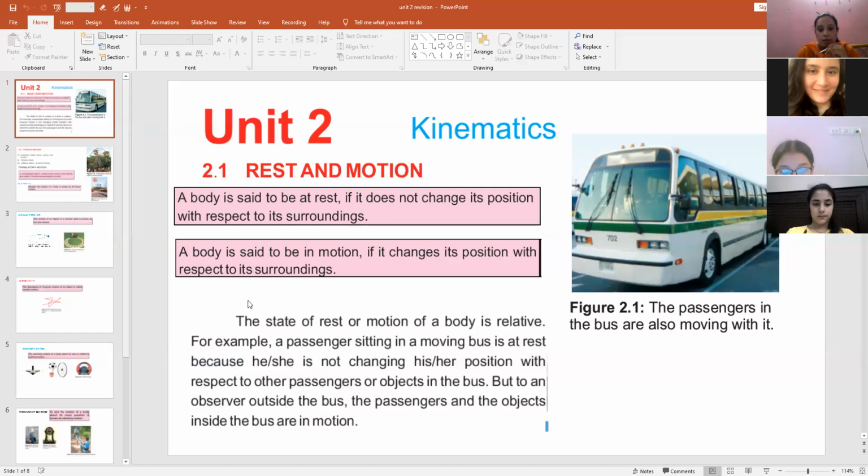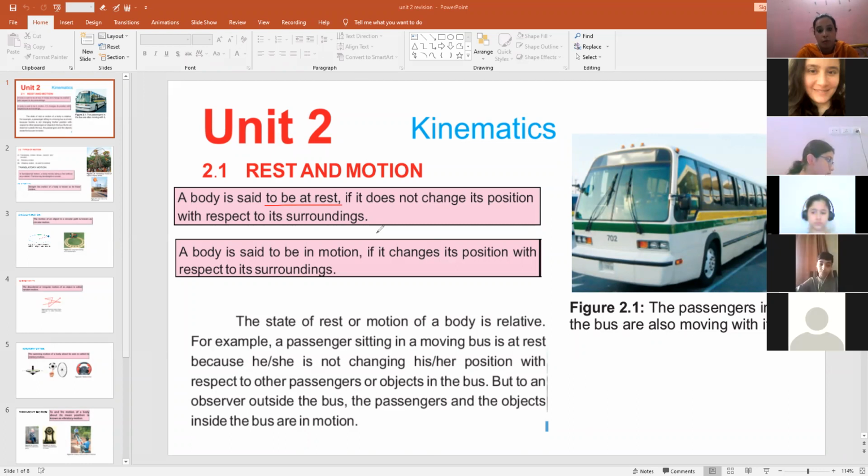So you all know what is rest. If the body is not changing its position with respect to its surroundings, then we can say that the body is in a state of rest. You can find a lot of examples of rest in your daily life. If you see the books, your computer, nobody is touching them and nobody is moving them, they are in a state of rest, right?